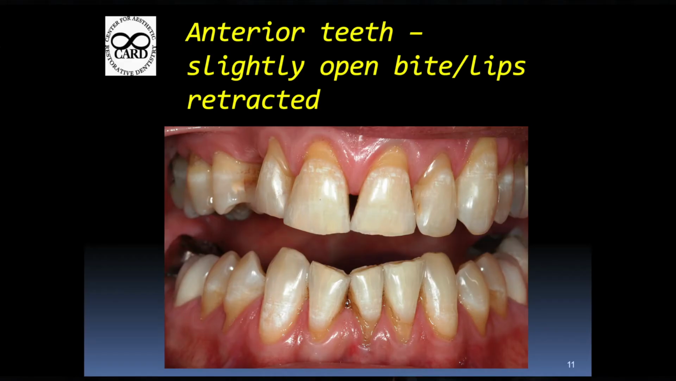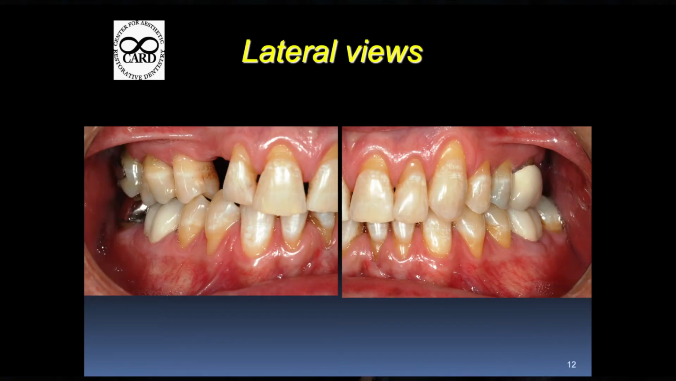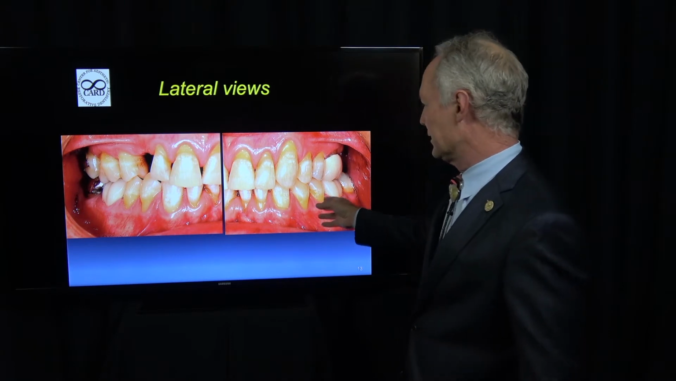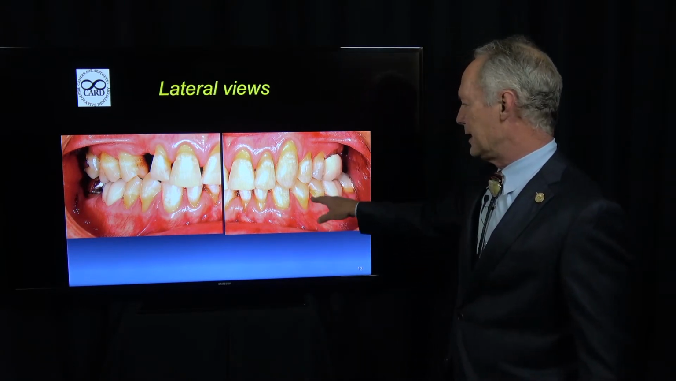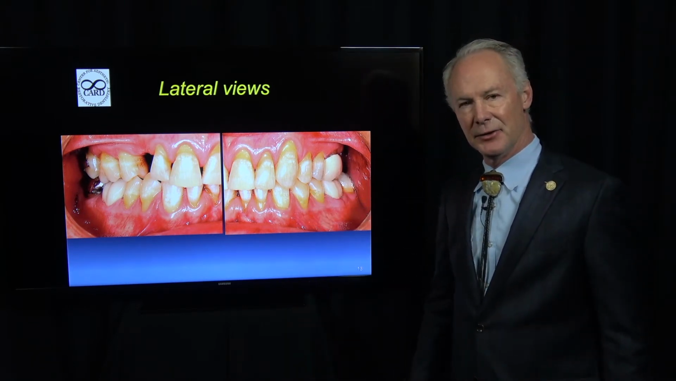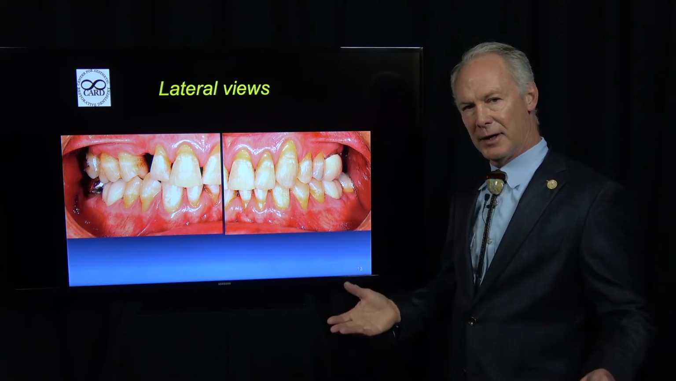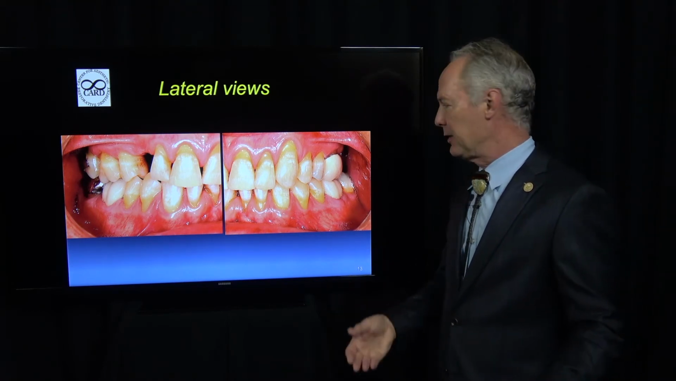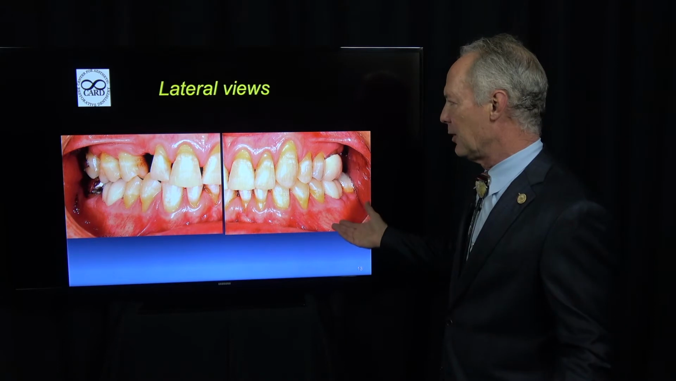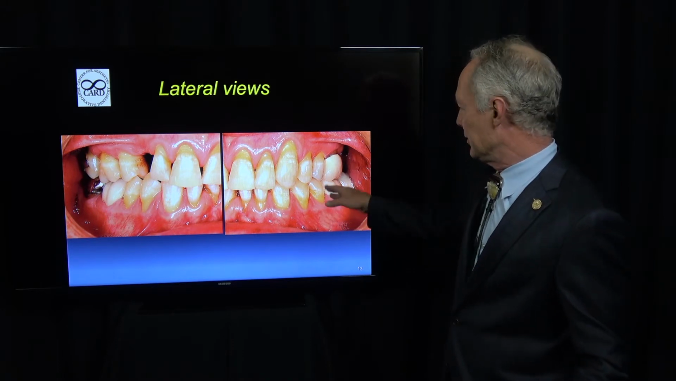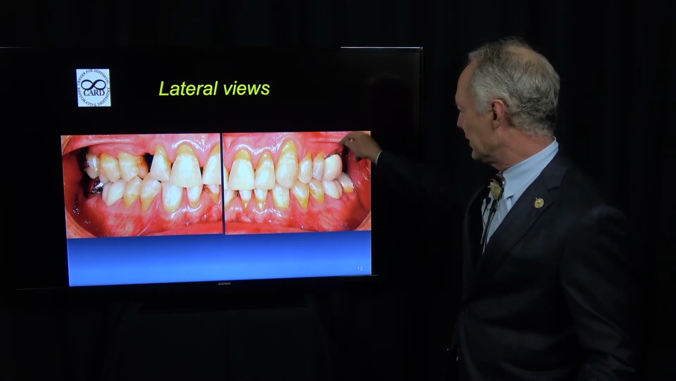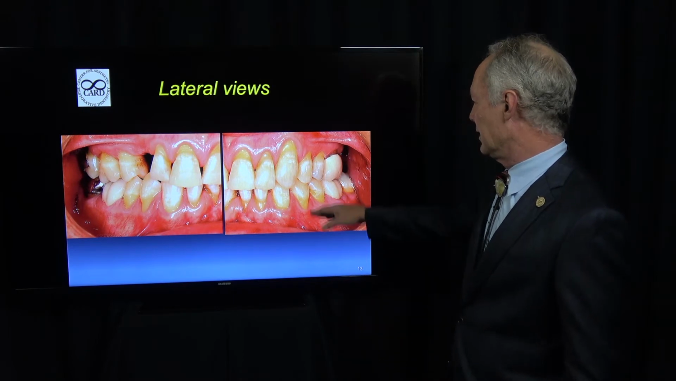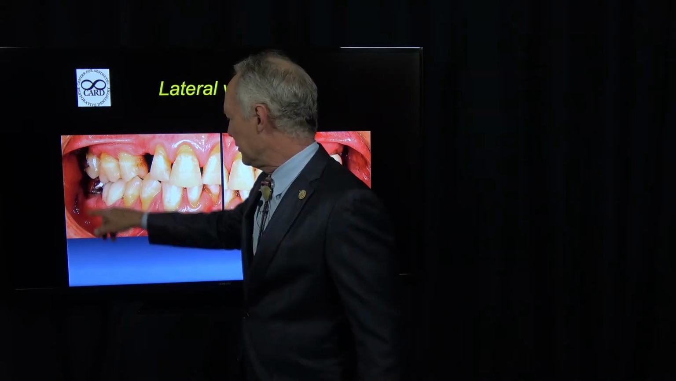Anterior teeth slightly open, lips retracted. This is just right. Lateral views. This is just right on each side. And I like to take the lateral views with the teeth together in occlusion so we can demonstrate the occlusion of the patient to the patient. And if you ever wanted a record of that occlusion, but you can see the abfraction here, the leakage under that crown, the gum recession, leakage around that filling.